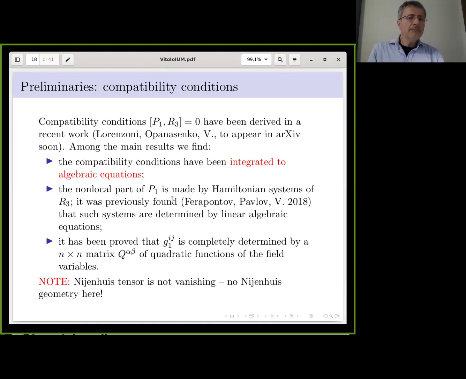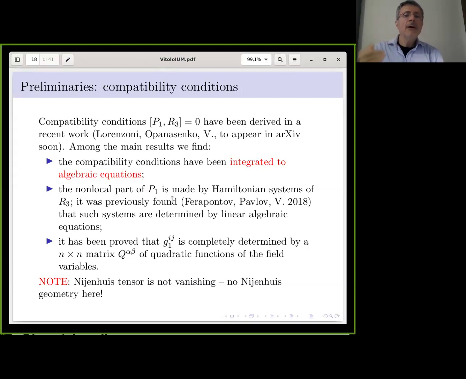Unfortunately, one negative surprise was the fact that the leading coefficient matrices G1 and G3 of the two operators P1 and R3 do not make an endomorphism with vanishing Nijenhuis tensor. So we cannot see any Nijenhuis geometry in this kind of computation.